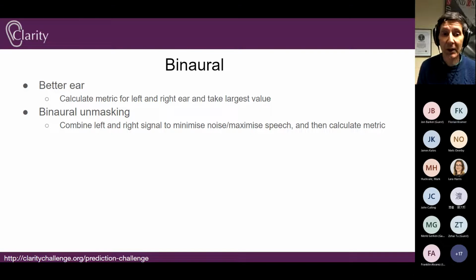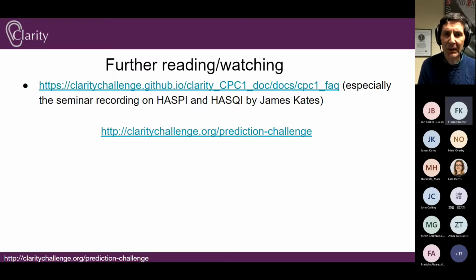But you can also simulate binaural unmasking. So you add up the left and right signal with some sort of relationship between the two to minimize the noise and maximize the speech signal. That's what something like MB Stoy does. And then you calculate the metric on this combined response. And that simulates, again, the cancellation stage the brain does to reduce the noise. So that was a bit of a lightning fly through speech intelligibility metrics.